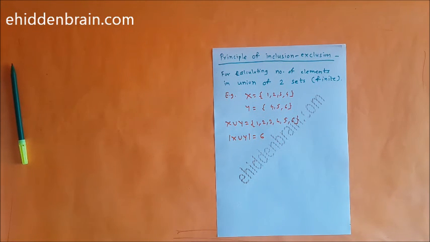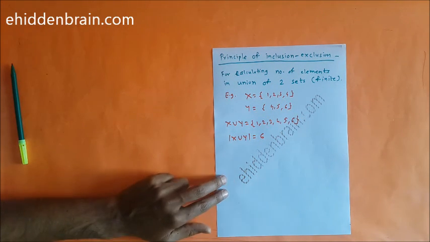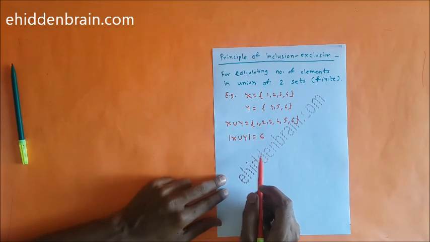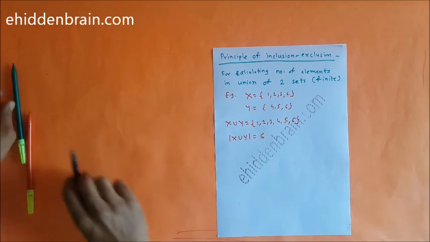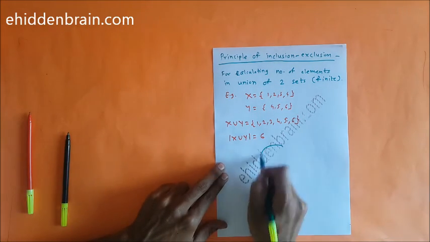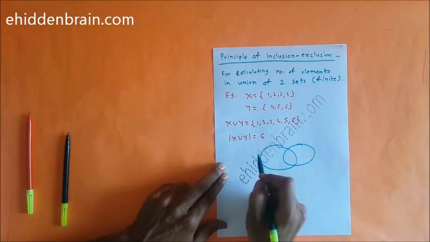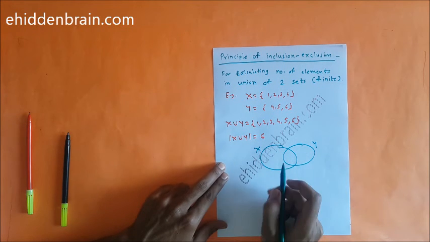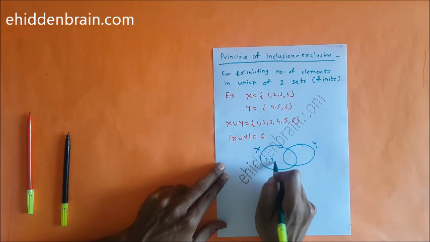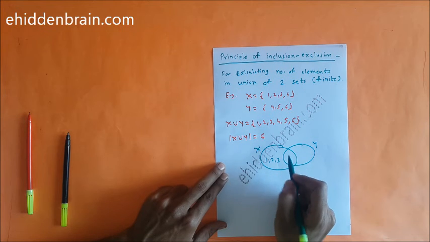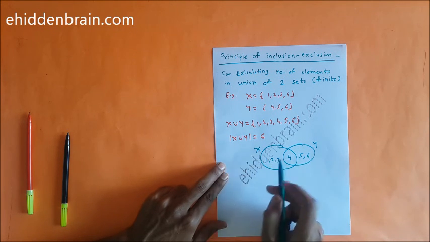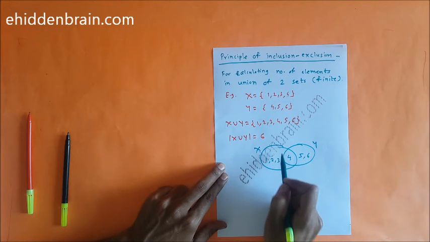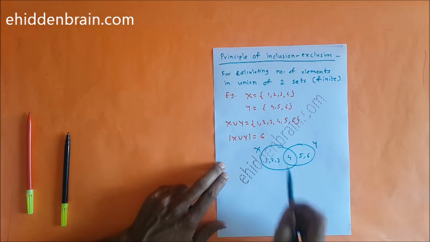Now how to do it? Using a Venn diagram, or rather using a formula, and that formula is called the principle of inclusion-exclusion. You can see this can be achieved in this way. I will have x with me, I have y with me, so this is x, this is y. Now 1, 2 and 3 sit exclusively in x and 4 is common, and then I have 5 and 6. So you can see 4, 5, 6 belongs to y, and 1, 2, 3, 4 belongs to x.